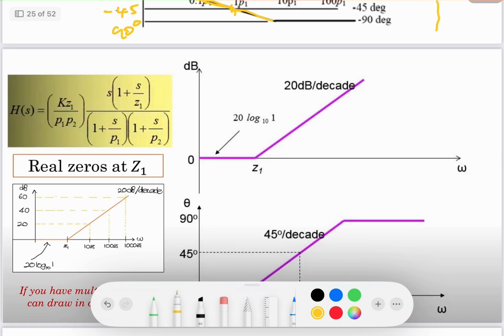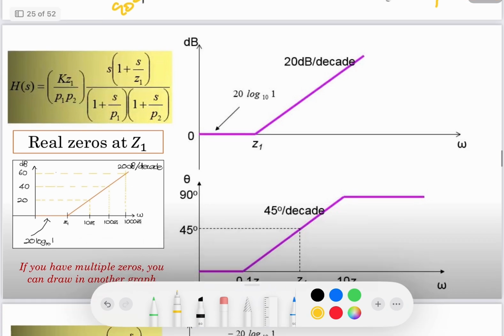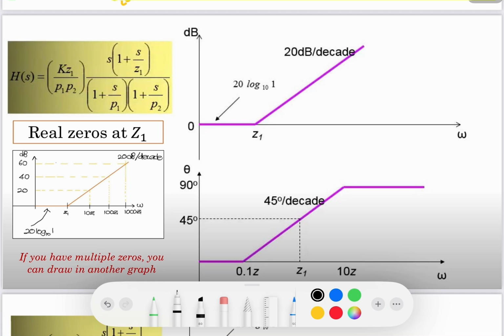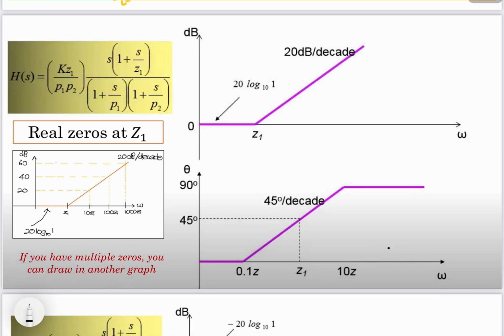Okay, so sekarang ni macam mana pula kita nak buat dia punya gain. Okay, so macam yang saya cakap tadi, okay, untuk kita buat plot, kita ada dua. The first one kita ada gain, the second one kita ada angle. The first one, bila kita nak lukis dia punya magnitude, the gain dia, apa yang perlu kita buat adalah kita kena tengok Z1 awak berapa. Kalau Z1 awak berapa, okay, dia akan patah 45 degree. Okay, dia akan macam tu lah. Okay, 20 decibel per decade.